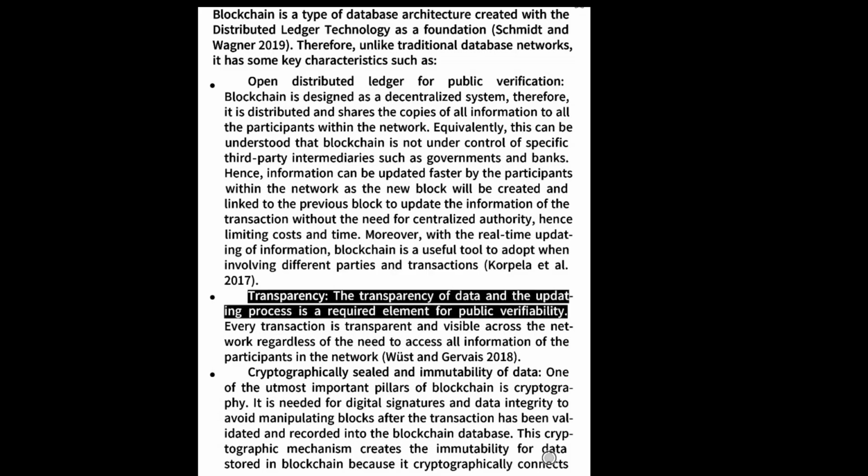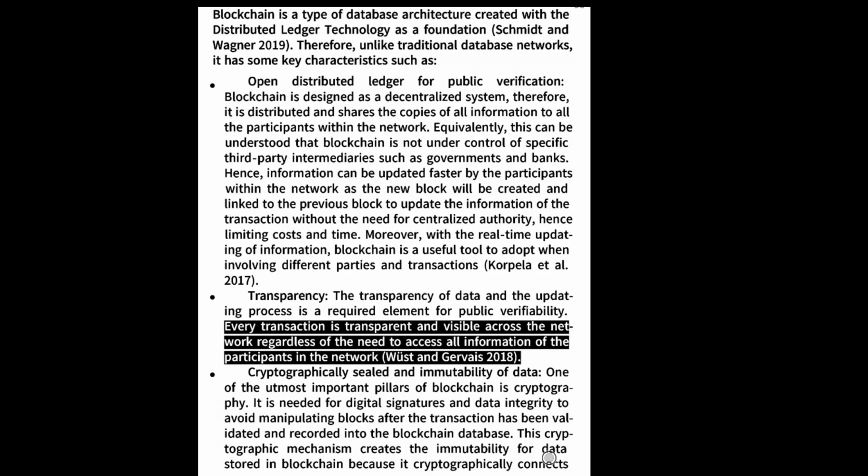2017 Transparency. The transparency of data and the updating process is a required element for public verifiability. Every transaction is transparent and visible across the network regardless of the need to access all information of the participants in the network. Wüst and Gervais 2018.